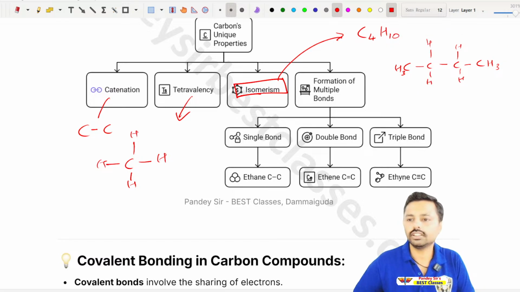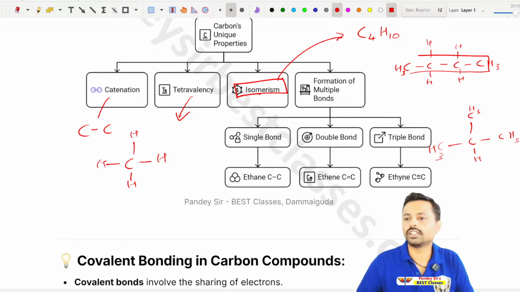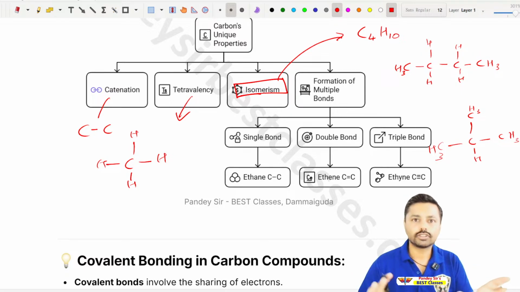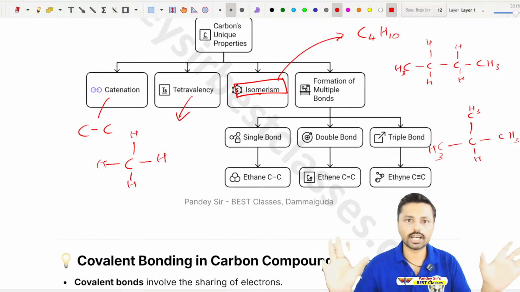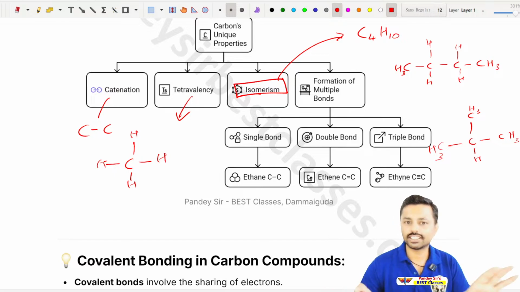Okay, this is a straight chain. What we can do is we can make a branched carbon also. Now this is also butane, but see the chain is different. Here this carbon is in the center, whereas here there is no central carbon, and that is the difference in isomerism. The structure is different, the simplest definition of isomerism, and it seems now you are getting it.